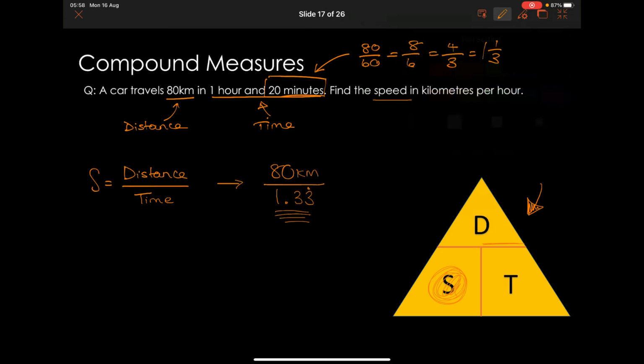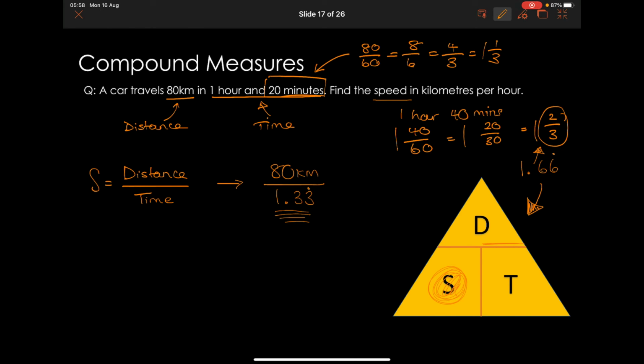So again, any time given to you must be written as a decimal. If it was 1 hour and 40 minutes, you can say that's 1 whole and 40 out of 60, which is 1 whole and 20 over 30, which is 1 whole and 2 over 3. You can then put the 2 over 3 into your calculator, and 2 divided by 3 is 0.66 recurring. So to write that as a decimal, it'd be 1.66 recurring.